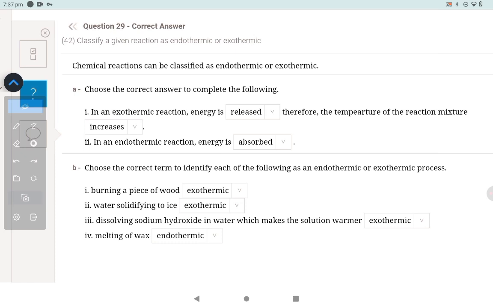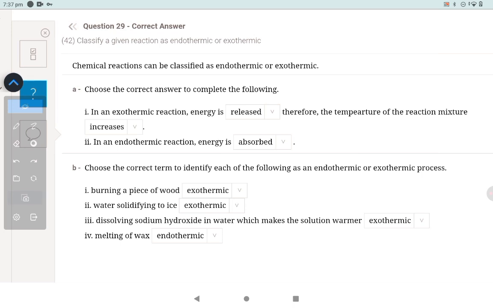We are burning. When water solidifies to ice, it's like when water is cooled. And when it's cooled, it's going to release energy. It's exothermic. Okay, it's not absorbing energy. Then it's not going to become ice. Dissolving sodium hydroxide in water, which makes a solution warmer. What do we say? Exothermic reaction. The temperature of the reaction mixture increases. So when the solution is warmer, it's exothermic.